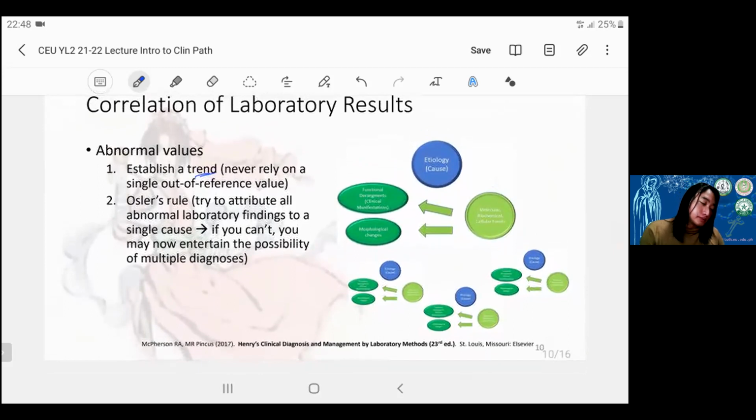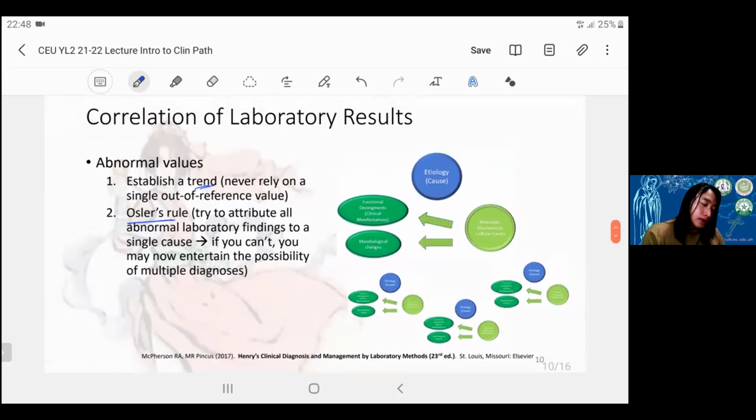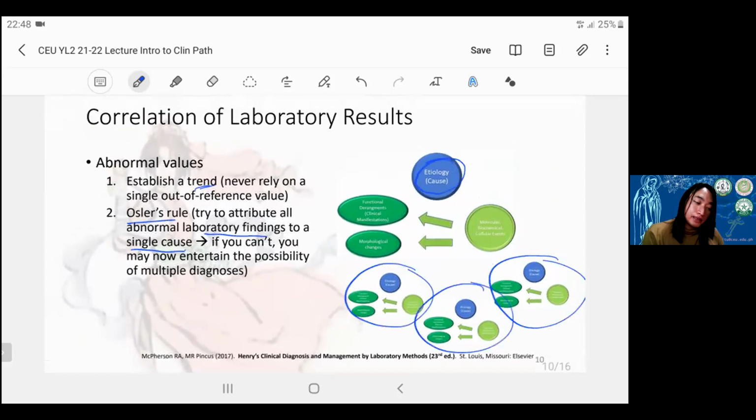Another principle or step that you can use for correlation of laboratory results would be Osler's rule. And this is trying to attribute all abnormal laboratory findings to a single cause. Again, if you recall, as much as possible, you want to narrow down the cause to a single entity. And if you can't narrow it down, then that's when you entertain that there are multiple diagnoses or possibilities or probabilities that this disease is caused by different etiologic agents.